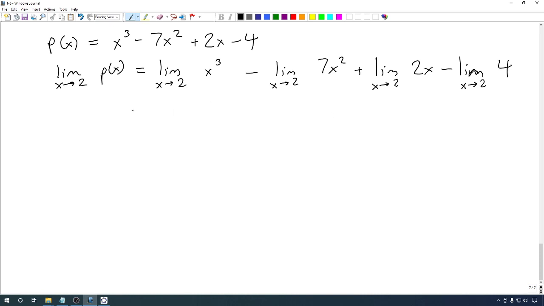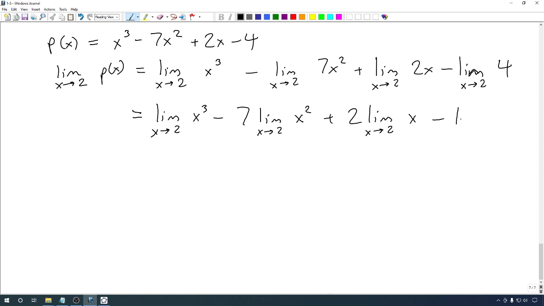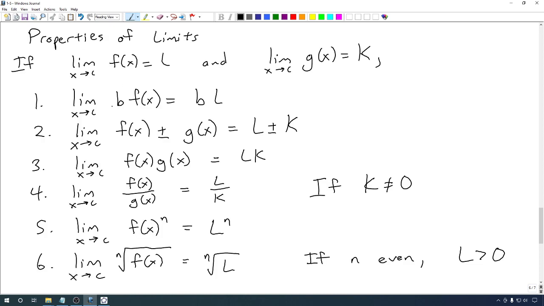In fact, I could pull out my 7 and my 2. The limit as x goes to 2 of x cubed minus 7 times the limit as x goes to 2 of x squared plus 2 times the limit as x goes to 2 of x minus the limit as x goes to 2 of 4. And that just comes from my first property here. If I have a constant times my function, I can pull out that constant before I look at the limit of the function. This L is just the limit as x goes to c of f of x.